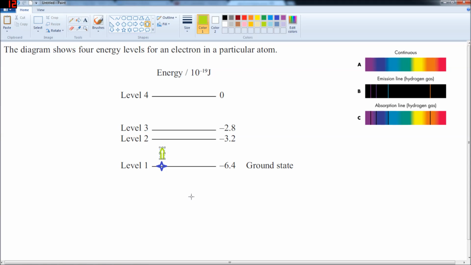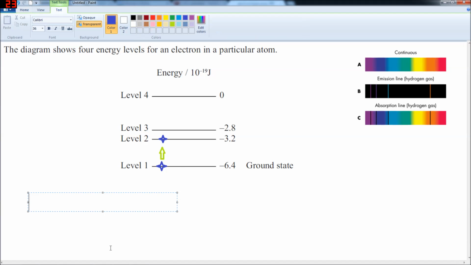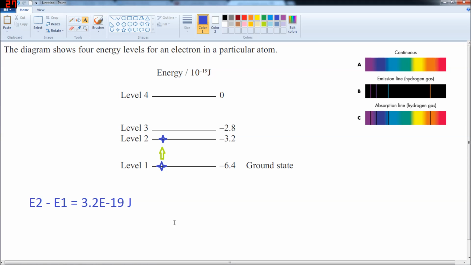So if we bring it up this way, we can raise it so that it lives here at level 2 instead. And we can figure out how much energy is required to do that. We've gone from 6.4 times 10 to the minus 19 joules up to 3.2 times 10 to the minus 19 joules. So that tells me that the energy difference E2 minus E1 is approximately, or exactly, 3.2 times 10 to the minus 19 joules. That's how much energy is required to jump between 6.4 and 3.2.